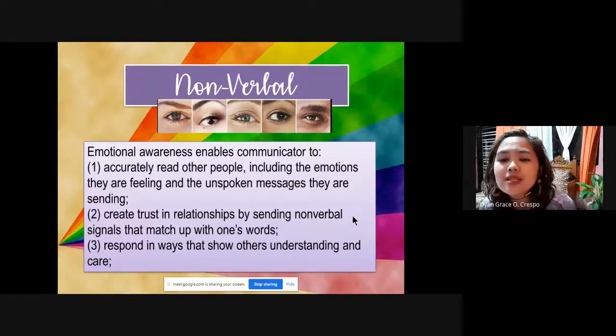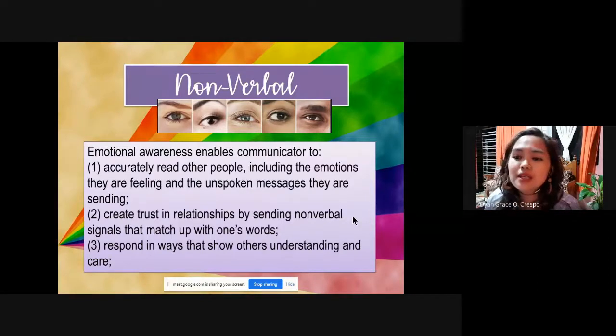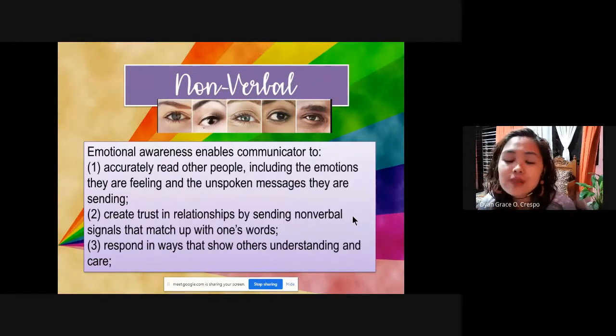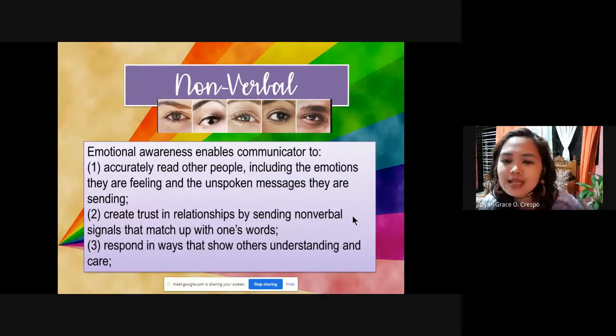So when someone sends a message, oh, anong problema mo? Malungkot ka, no? Kasi sometimes, you know, when your friend is happy or your loved one is happy, you could see, especially if you are focused on this person in your life, so you know if they're not feeling well. It creates trust in relationships by sending non-verbal signals that match up with one's words.